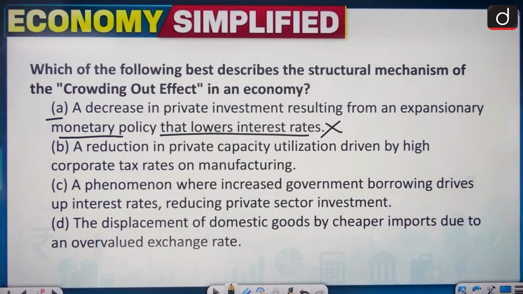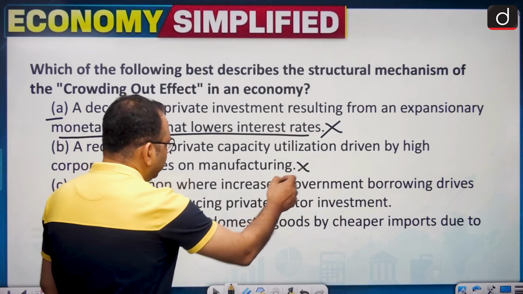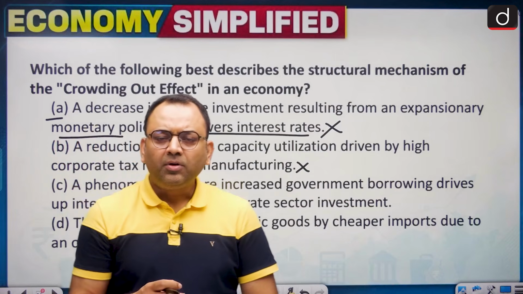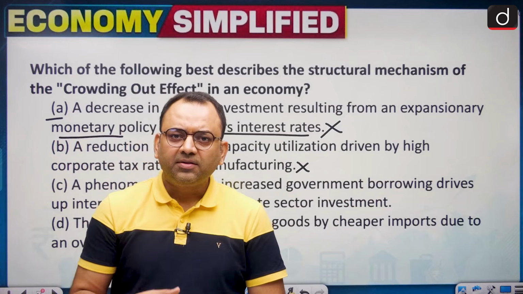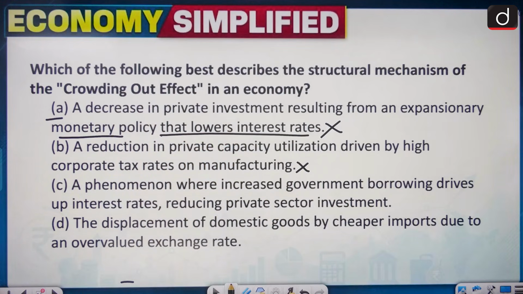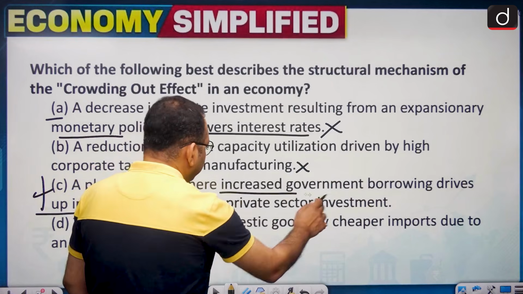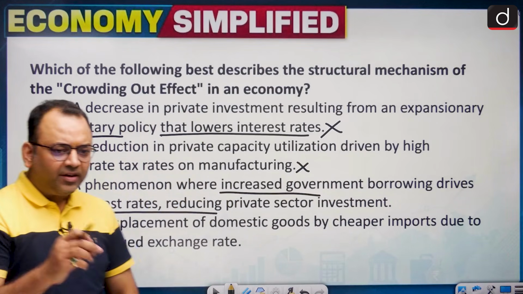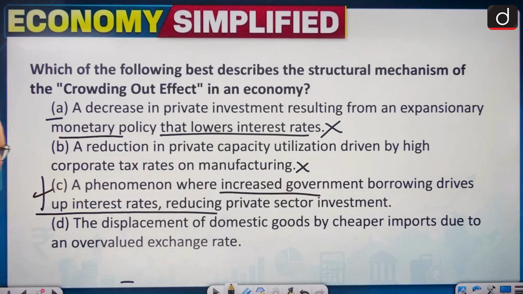The second is a reduction in private capacity driven by high corporate tax rates. This is also not correct because it's not about the taxes as of now. It's about the private sector not being able to invest because there is not much money left in the economy. The third is a phenomenon where increased government borrowing drives up interest rates, reducing private sector investment. Friends, this is a correct statement: the government's borrowing has increased, which has led to reduced investment from the private sector.